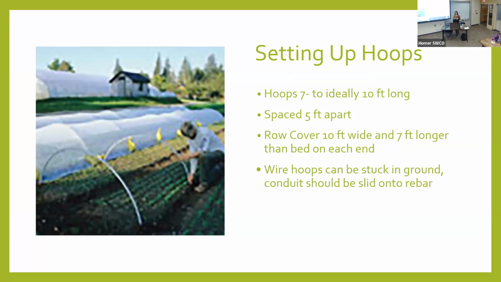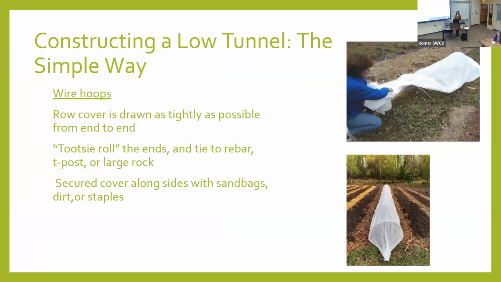And then again, the wire hoops can be stuck into the ground. Conduit can be slid onto rebar or stuck into the ground. I just remembered somebody in another discussion, maybe the last time we went through this material, was talking about using fiberglass poles to anchor their hoops into the ground. And there you wouldn't have the problem with the rebar corrosion.